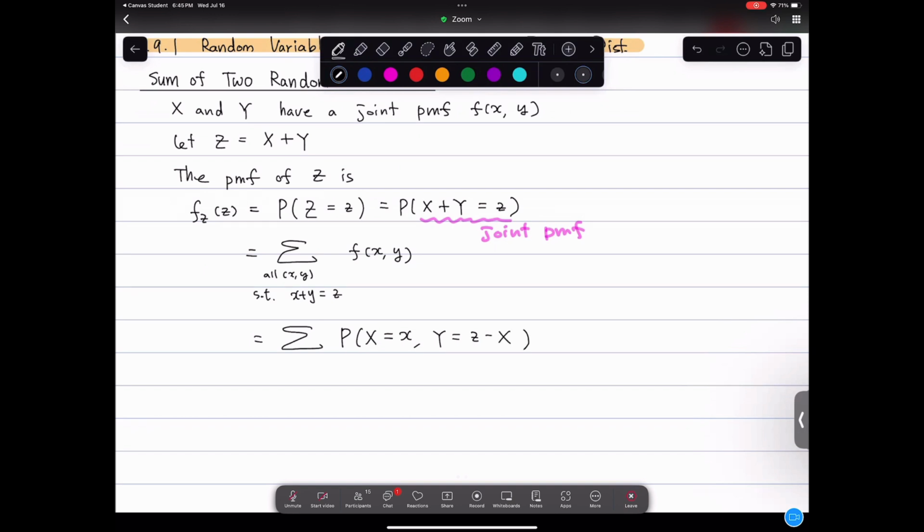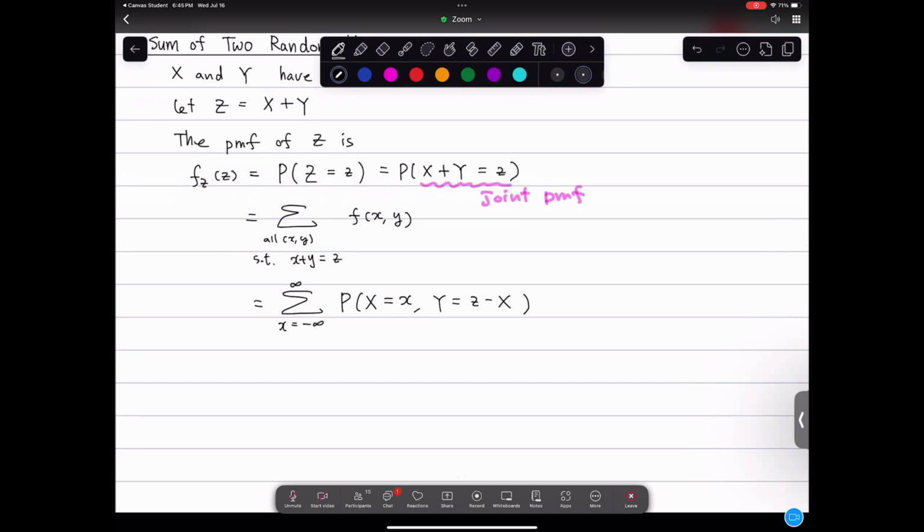So x plus y must be that number z. So y must be z minus x. So I can use all these x values from where to where, depending on the support, from negative to positive infinity, whatever that is. So this is basically it, which is about adding your joint, which is x, y. Your x is x. Your y value will be z minus x for all these x values from negative to positive infinity in the general concept of it.